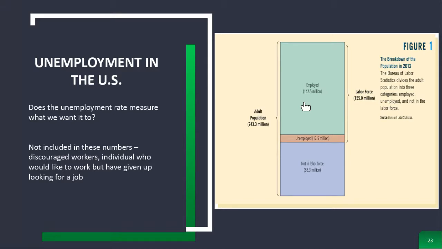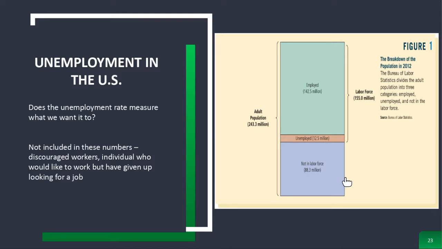So this was a little bit larger percentage than it was previously or during a better period. Currently today, the numbers are much higher because we're in the midst of the COVID crisis. Now, the adult population, though, note this, 243.3 million people are in the adult population, which tells us that 88.3 million people are not in the labor force.